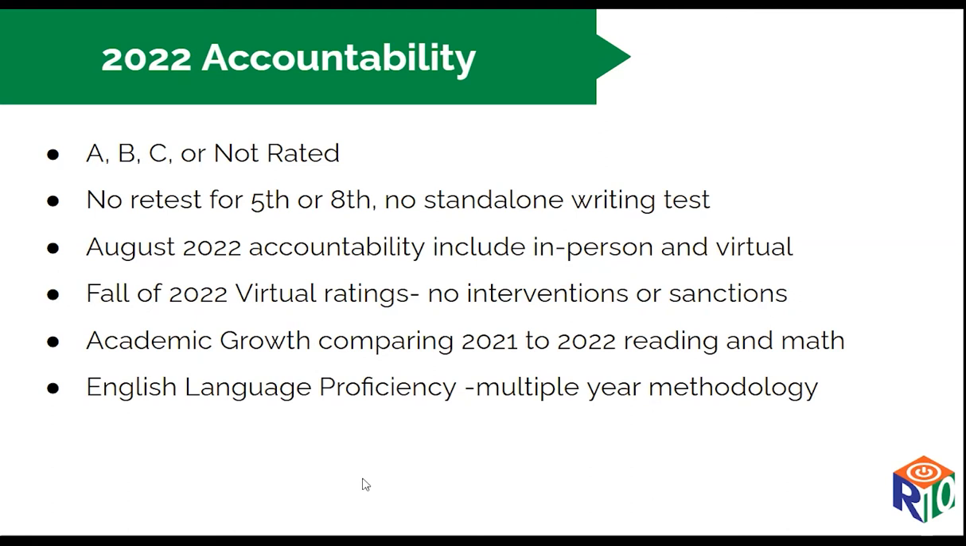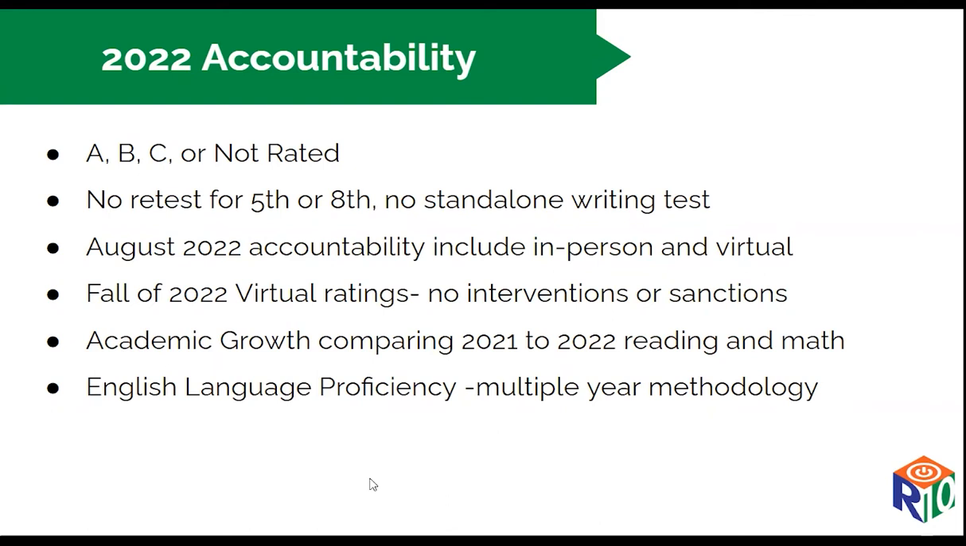So what are we going to do about accountability for the following year? What targeted groups, things like that. So here are the changes that you see to the 22 accountability system. A little bit of change on the label. So we went from D and F to not rated for campuses and districts, domains.